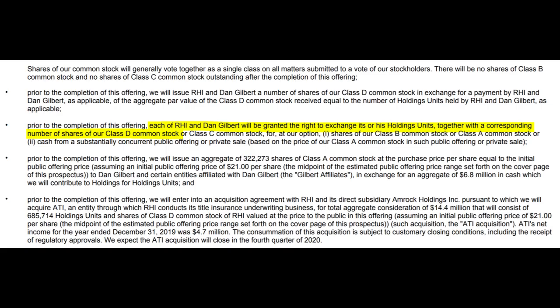Now there are a couple of important things to note here before we get into why they structured the business this way. First, it's important to note that the Class D shares are fully convertible to Class A shares, but only if they are exchanged with the same amount of holdings units. They make it clear in the S1 that the Class D shares correspond to the holding units, because what they've essentially done is separate the economic interest and the voting interest through the creation of holding units and Class D shares. This means that to convert the Class D shares to Class A shares, RHI and Dan Gilbert have to combine the two. This way, when they do so, they give up both economic rights and voting rights. They can't just give up one or the other.